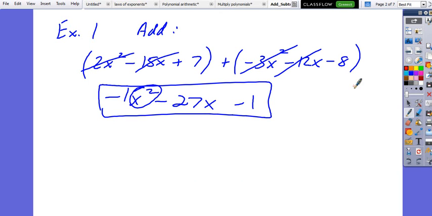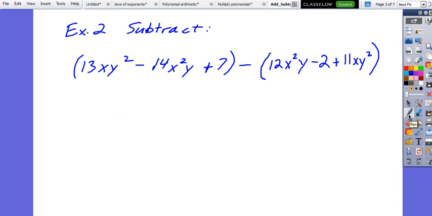So I look at the parts that are the same types of variables, and I put those together. So 2 minus 3, negative 1. Do I really need to put the 1 there? No. So that gives me negative x squared, and then negative 15x minus 12x is negative 27x. And then 7 minus 8 is negative 1. So I've got a trinomial answer.